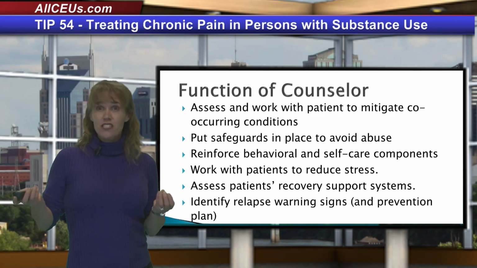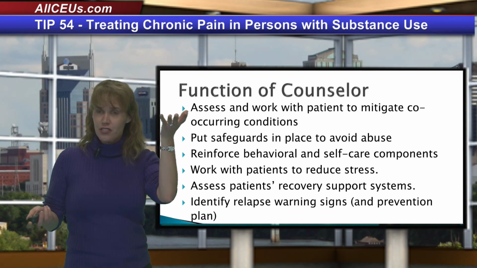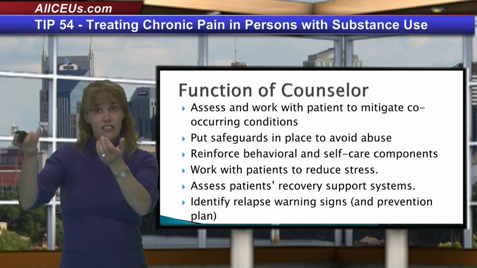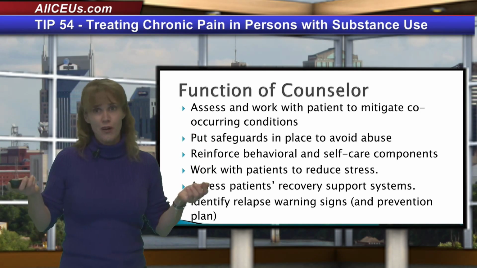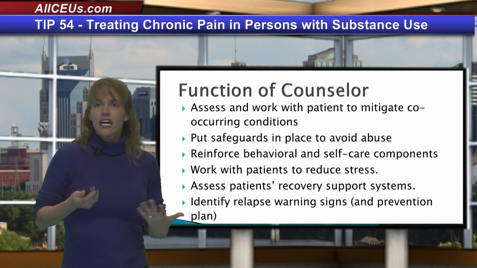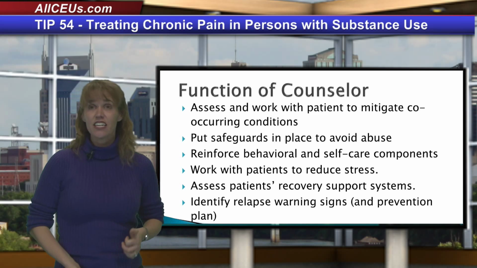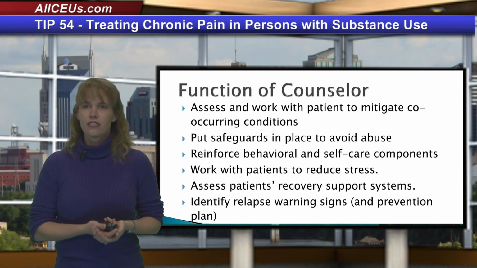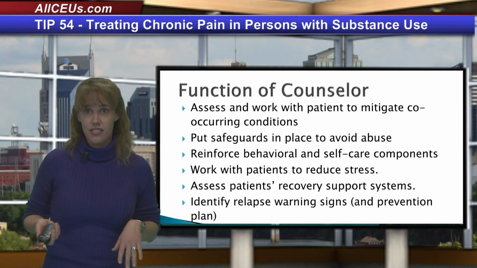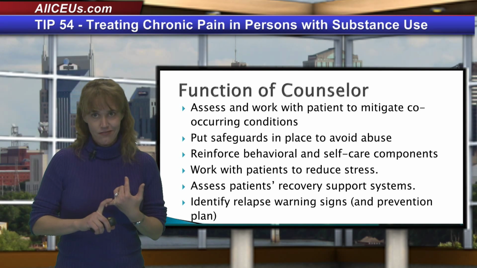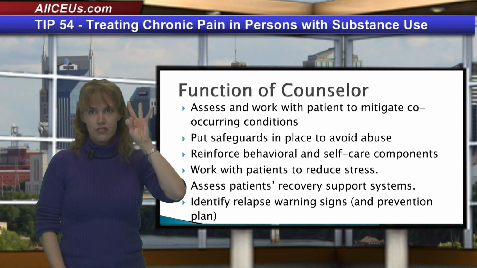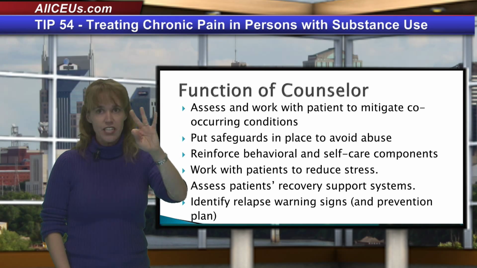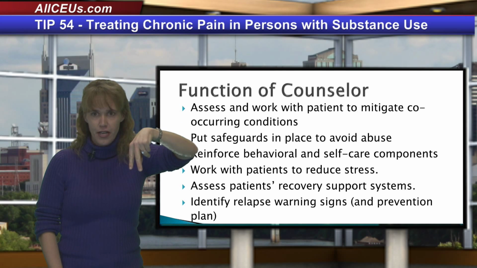Assess their recovery support systems. This is true with substance abuse, mental health, and pain. You've got good supports, you've got enabling supports, and you've got supports that just undermine you at every turn. Help them assess who is there for them in a healthy, sane, sober way. And identify relapse warning signs for pain, for mental health, and for addiction. Think of that three-legged bar stool. You've got to figure out and monitor all three.